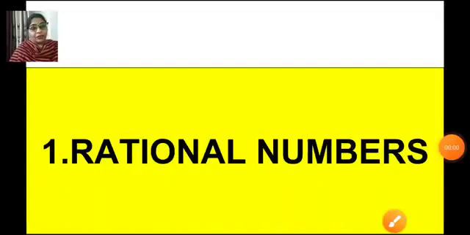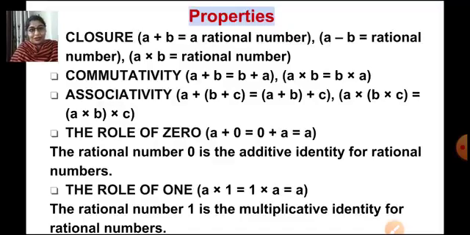Welcome back again, children. We were in chapter number 1, that is rational numbers. So students, before we move ahead, let us quickly revise what we have seen, the properties in the last session. We have seen the closure and commutativity, associativity.